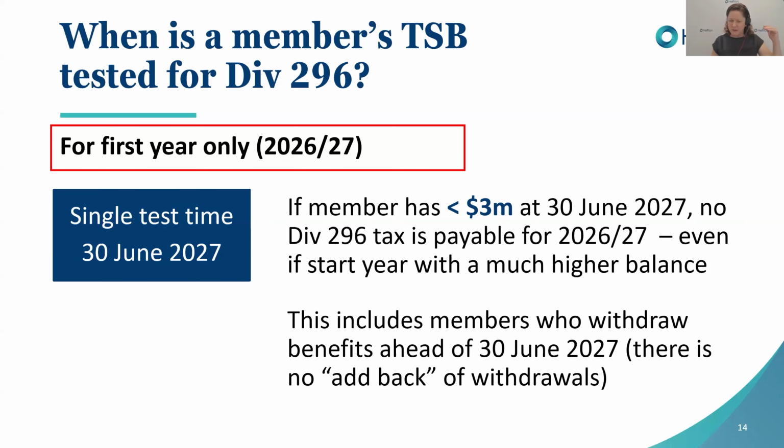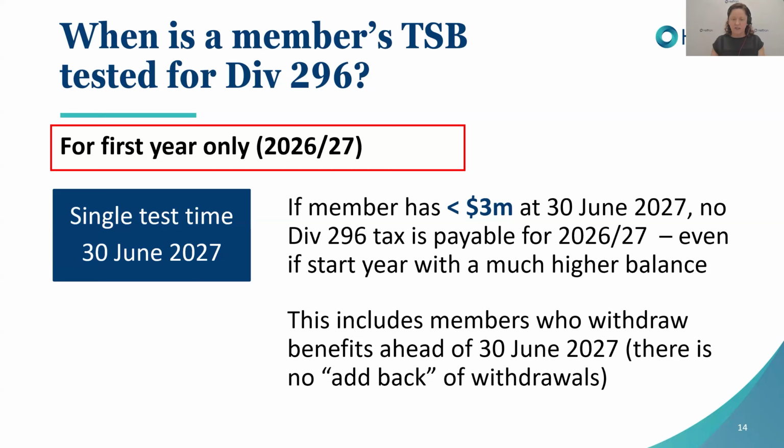So even if they start the year with a much higher balance and they withdraw some of their superannuation, none of those withdrawals get added back. It's purely what their balance is on 30 June 2027 which determines whether they will pay Div 296 tax for that 26-27 year.